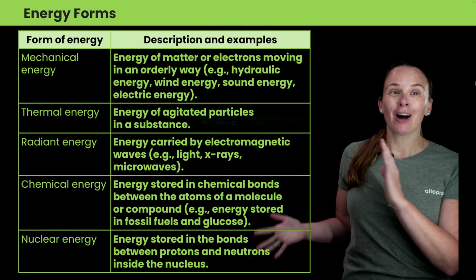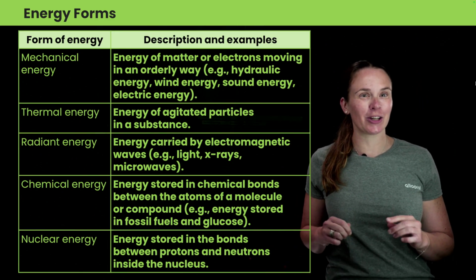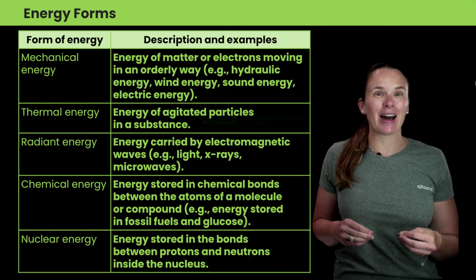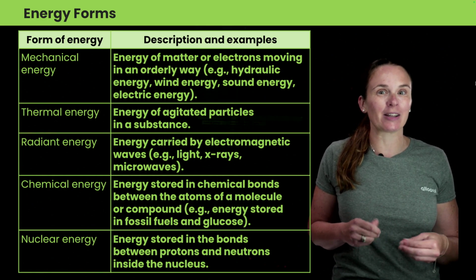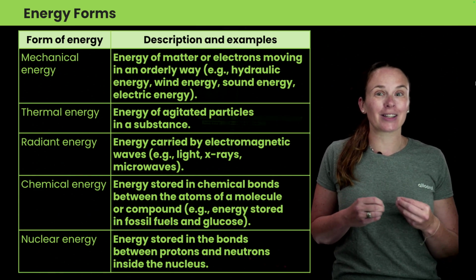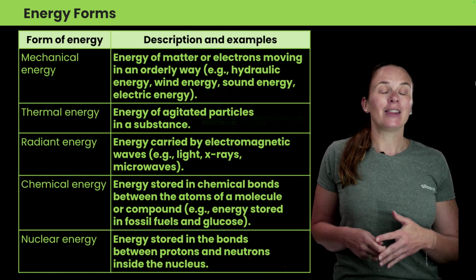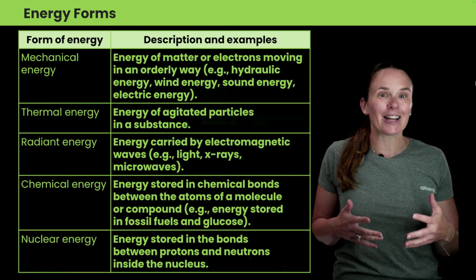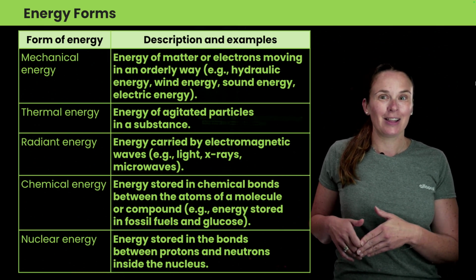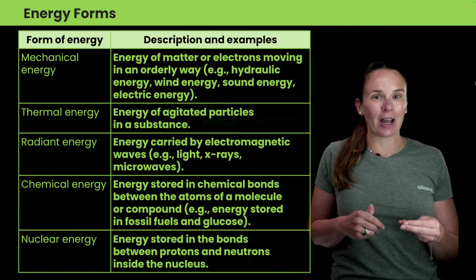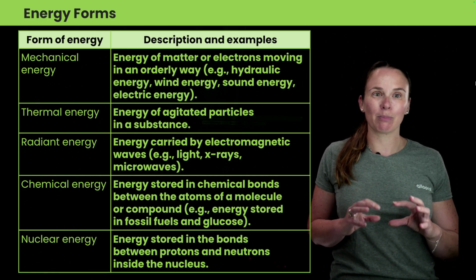So here are the different forms of energy that you're required to know in secondary 4. The first being mechanical energy. It's energy of matter or electrons moving in an orderly way. So hydraulic energy, wind energy, sound energy, those are all examples of mechanical energy. Then we have thermal energy. And when we think of thermal, we think of heat. So it's energy of agitated particles in a substance. Then we have radiant energy, and that's energy carried by electromagnetic waves, light, X-rays, microwaves.